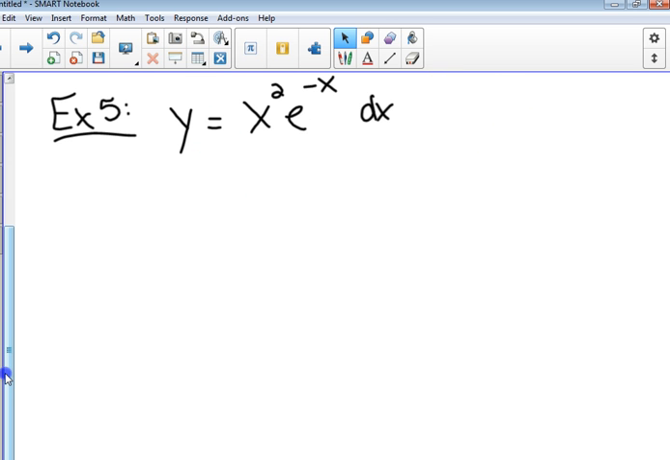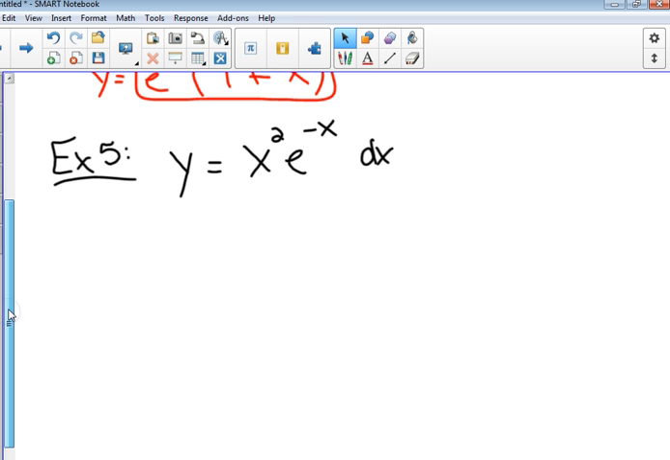Yeah, so 2x e to the negative x plus x squared times negative e to the x. Sorry, 2x e to the negative x.